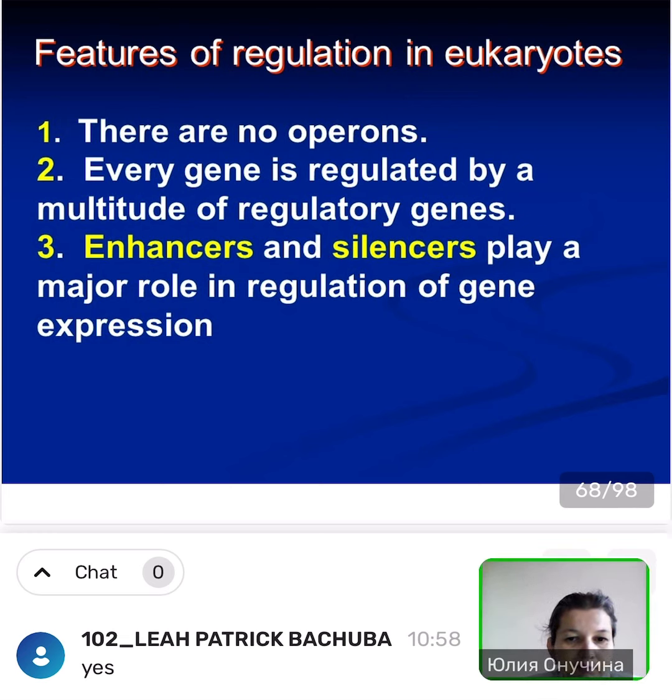So eukaryotic cells have no operons. Every gene is regulated by multiple regulatory genes and sequences. Enhancers are located before genes, and regulatory proteins, for example transcriptional factors. A lot of regulatory genes and sequences. You see enhancers for beginning and silencers for stopping of transcription. Is it clear?